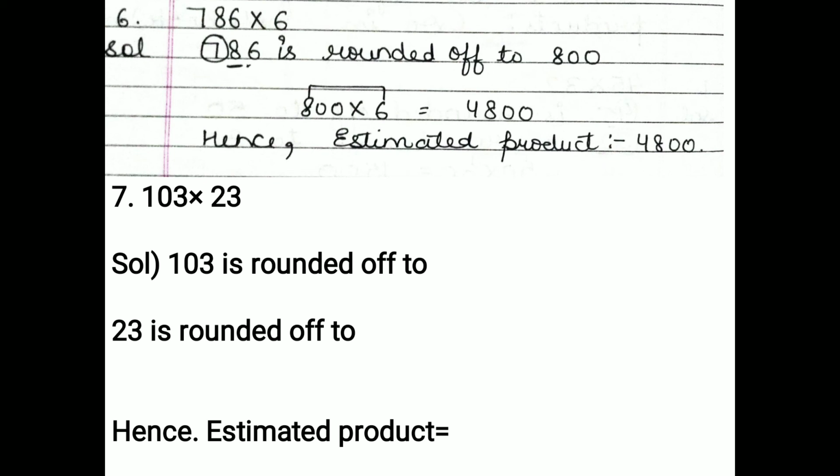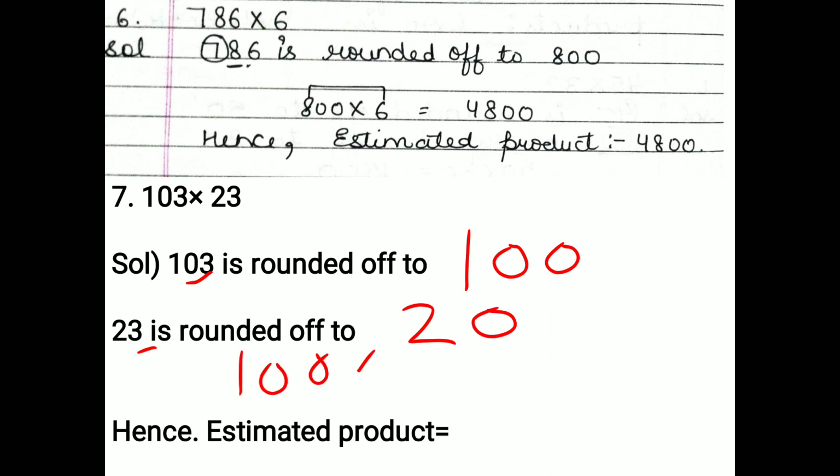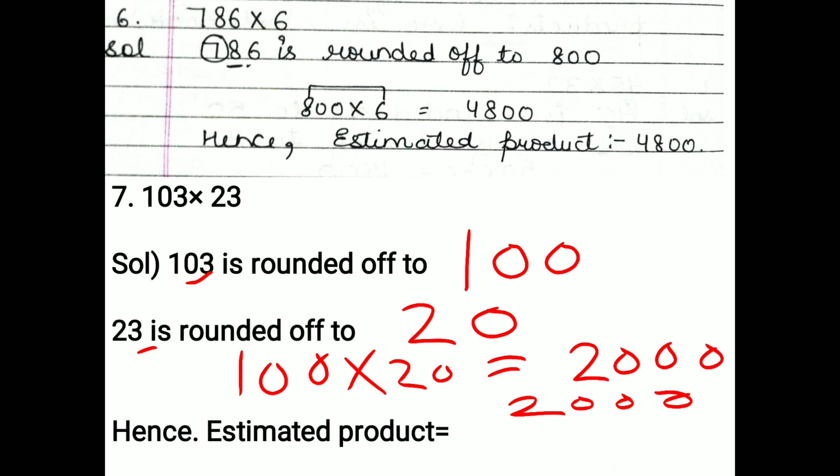103 is rounded off to... We see the tens place. It has 0, which is smaller than 5. So 103 is rounded off to 100. Now 23 is rounded off to... we see the ones place. It is 3, less than 5. So 2 will come as it is and we put 0. Now 100 you have to multiply with 20. When you multiply it, the answer comes 2000. So this is your estimated answer. You write, hence estimated product is 2000.